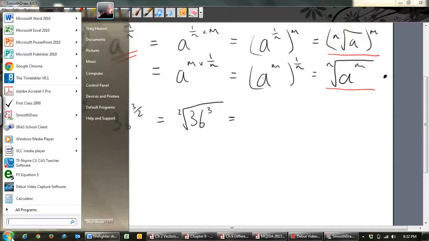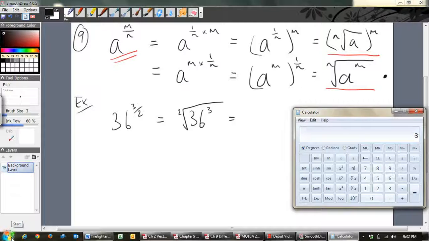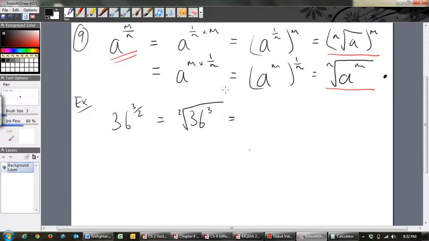I've got to prove to you that this is all the same, so I'm not going to cheat you. So I'll just go to the calculator. 36 cubed. 36 times 36 times 36. So we get 46656, and what we want to do is the square root of that.